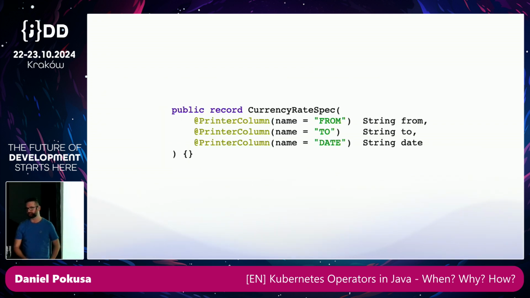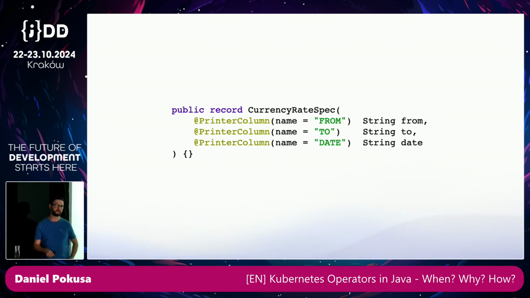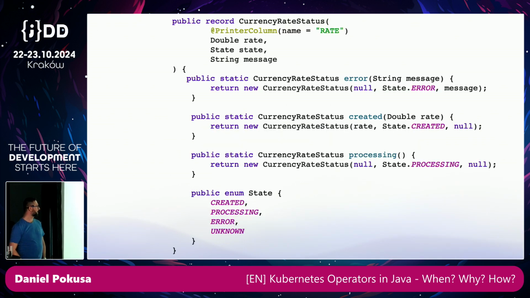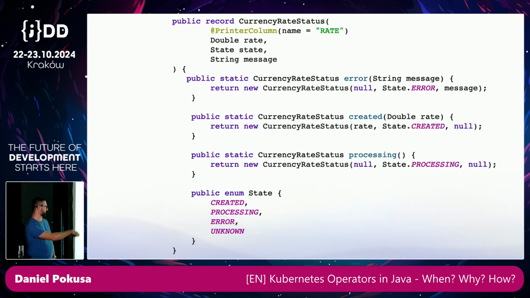So let's see the details. CurrencyRateSpec. That could be a record. Why not? And that could be like this. A printer column is something that, if you go kubectl get currencyrate, will show you these columns. It will be auto-generated. You saw that with different resources there are different columns there, I hope. So that's how you can add them to the output on the console. And in case of the status, it will be the same. There are some kinds of generators, enums, but the most important part is just that we will have status, rate, state, and some kind of field for the message.